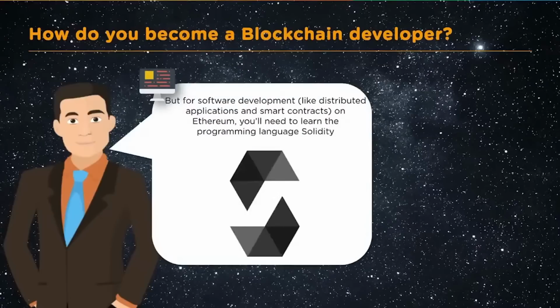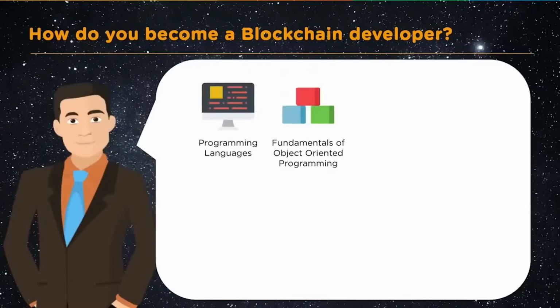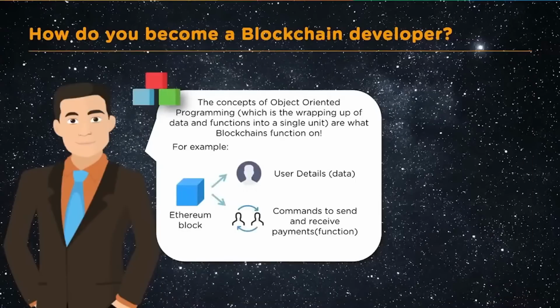However, in case you have to create distributed applications and smart contracts on Ethereum, it is mandatory that you learn the programming language Solidity. Then you need to understand the fundamentals of object-oriented programming. Now, the concepts of object-oriented programming, which anyone who codes will know, is the wrapping up of data and functions into a single unit. This is exactly what blockchains function on. For example, you have the Ethereum block here. It has two components, data and function. The user details act as the data. Now, this data includes the person who's sending the transaction or how much money they're planning to transfer. Then you have the function, which is the command to send and receive payments.